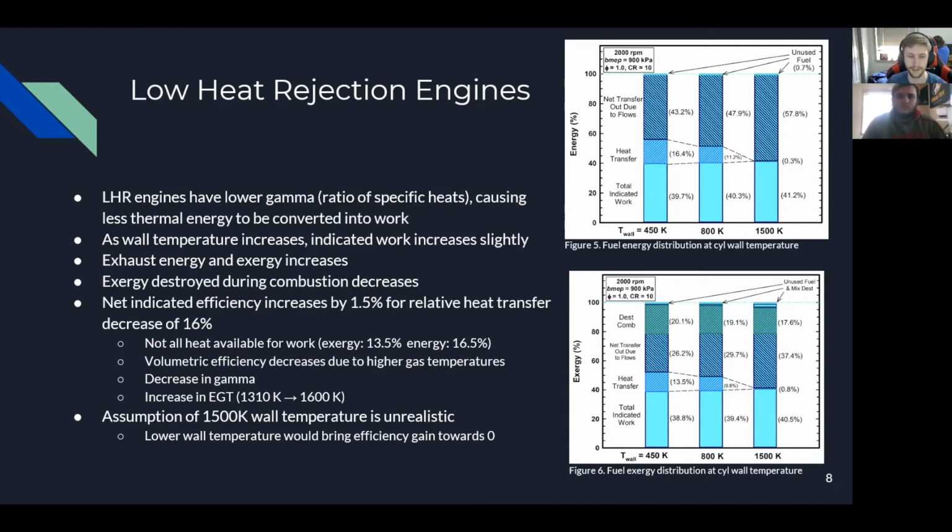Additionally, the average EGT is increased, as mentioned before, therefore decreasing the volumetric efficiency from the less mass coming into the engine and the increased energy exiting through the exhaust. Last, the decrease in gamma has a negative effect on the cycle as well. For the low heat rejection engine, the assumption of 1500 Kelvin is fairly unrealistic, and therefore one might look at something more reasonable, such as 800 Kelvin, where the efficiency gain is only about 0.5%.